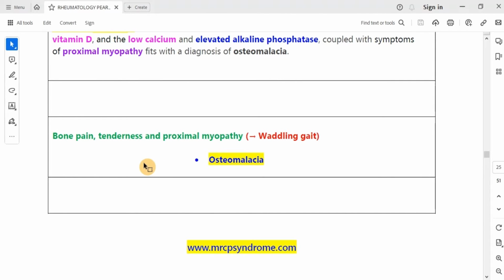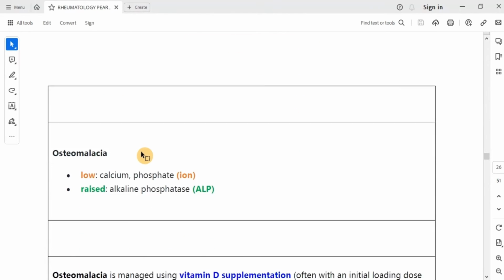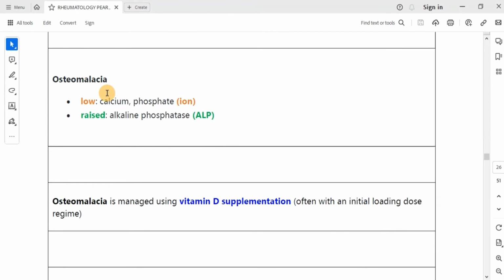And old man bone pain with proximal myopathy and isolated rise in ALP is highly suggestive of Paget disease. So osteomalacia will have low calcium, low phosphate, elevated alkaline phosphatase, and elevated parathyroid level.